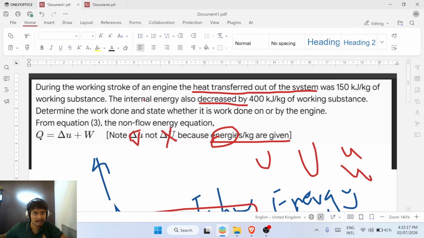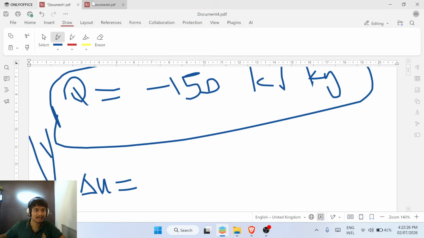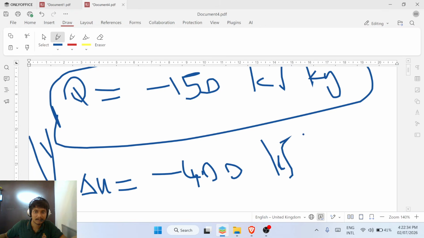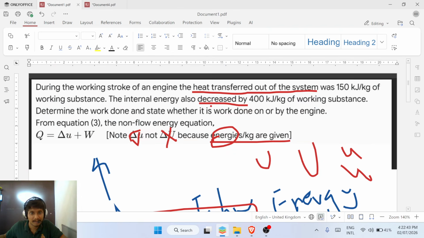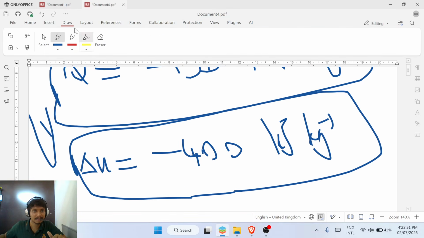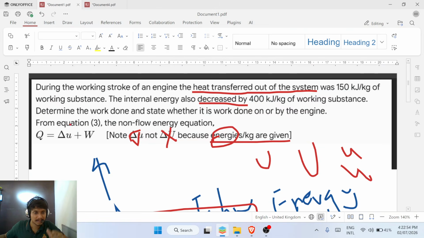Now the internal energy also decreased by 400 kilojoule per kilogram of working substance. What is the meaning? Delta u is equal to minus 400 kilojoule per kilogram, because the internal energy was decreased by 400 kilojoule per kilogram. Therefore, small delta u is equal to minus 400 kilojoule per kilogram of working substance.